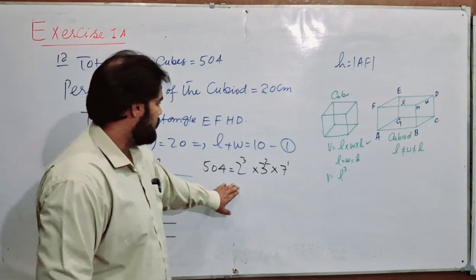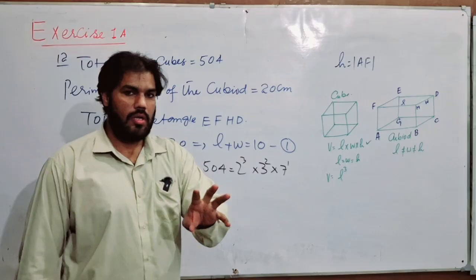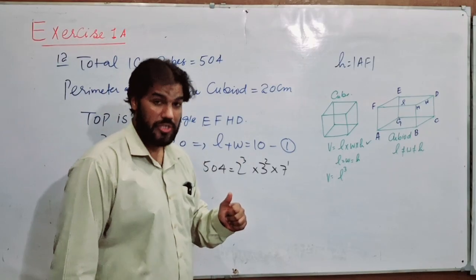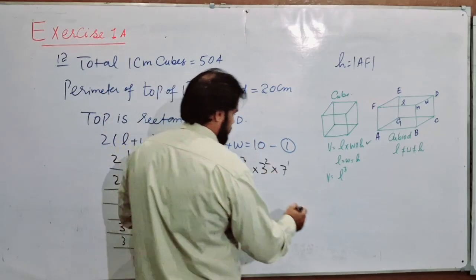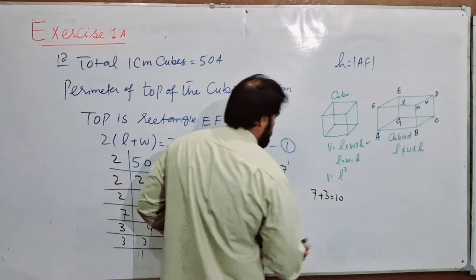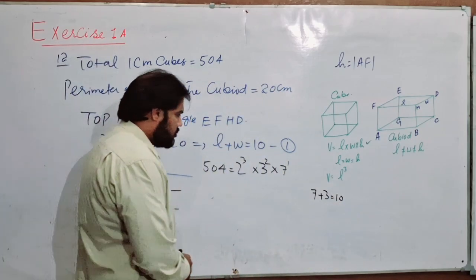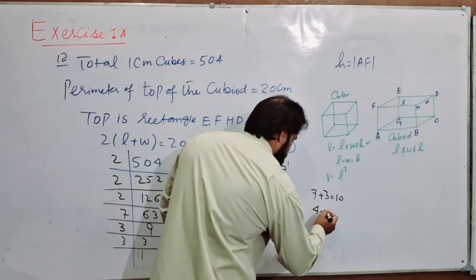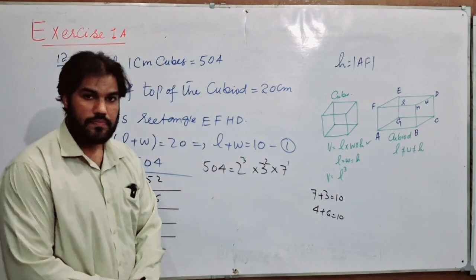Actually, from these numbers, you have to choose two numbers whose sum is 10. The possibilities to make 10: you can choose 7 and 3, your sum will be 10. You can choose 4 plus 6, this is also 10. But where is 4 here?